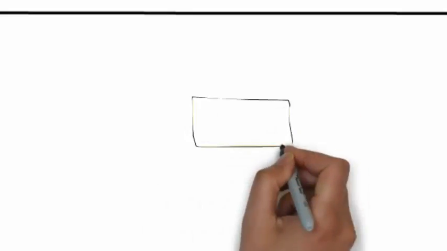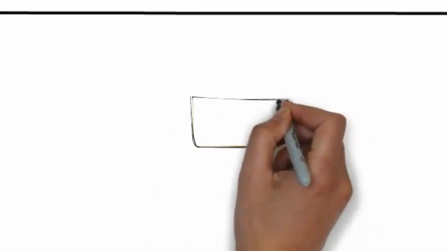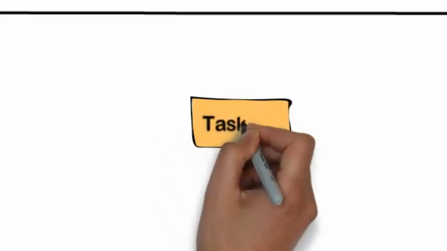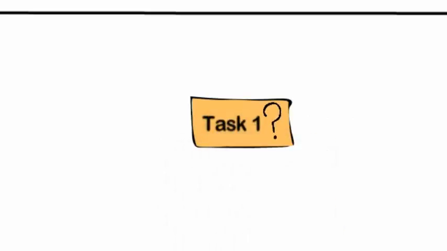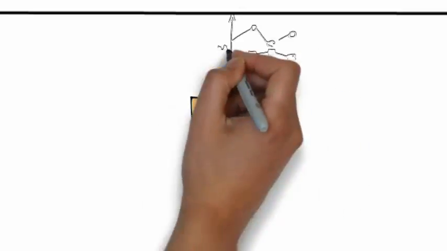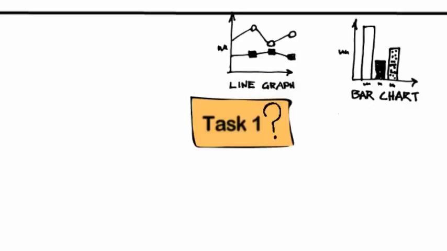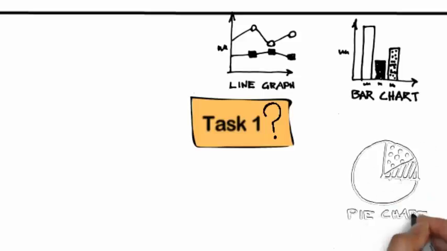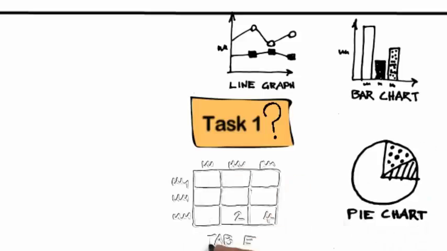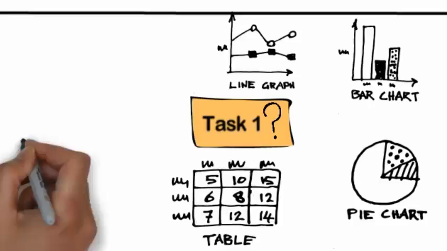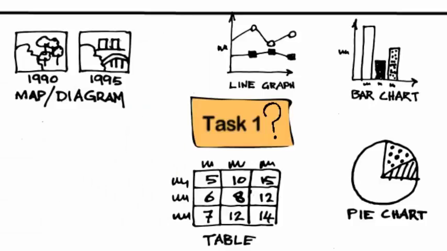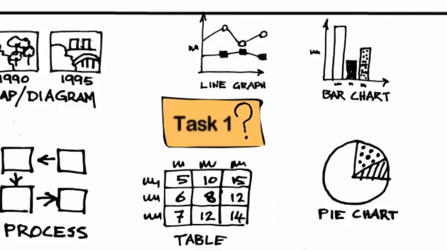So once you'd finished task 2, you'd then move on to task 1 in the IELTS test. Remember, this would be in the last 20 minutes of your test. So task 1, academic, there is a variety of topics you might have to write about. So it could be a line graph, or a bar chart, or a pie chart, a table, a map or a diagram, and finally a process.